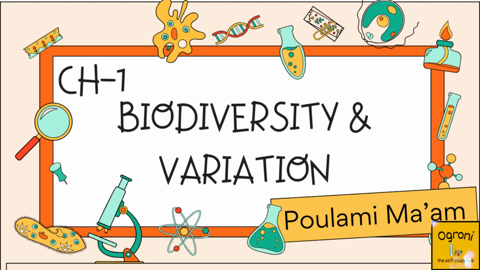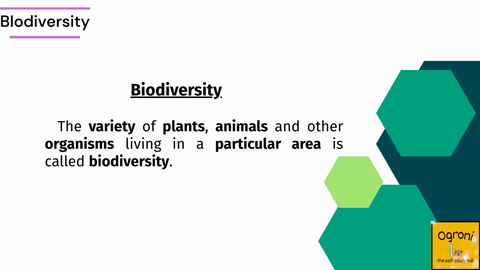In this video, you are going to learn about biodiversity and variation. Let's understand what is biodiversity. The variety of plants, animals and other organisms living in a particular area is called biodiversity.